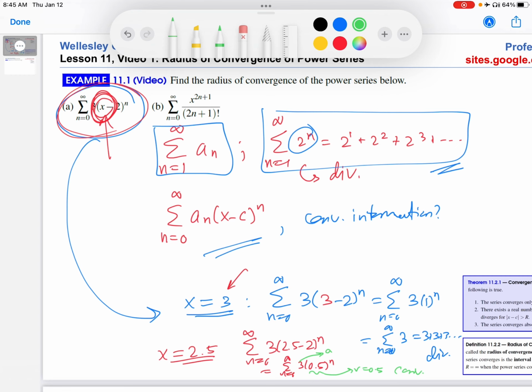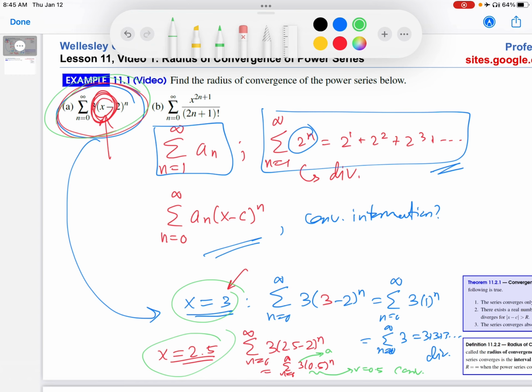Okay, I think we talked about geometric series in lesson 6, so I'll send you over there to the notes and/or videos for that. But the point is that this power series therefore converges for x equals 2.5. It diverges for x equals 3.